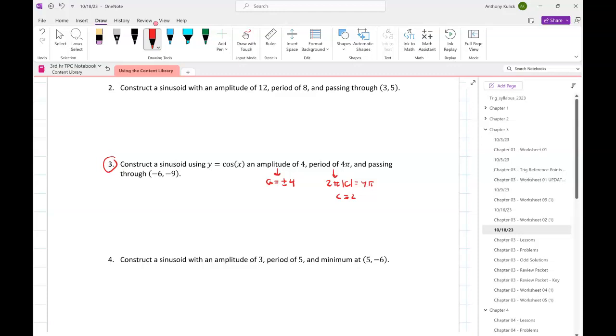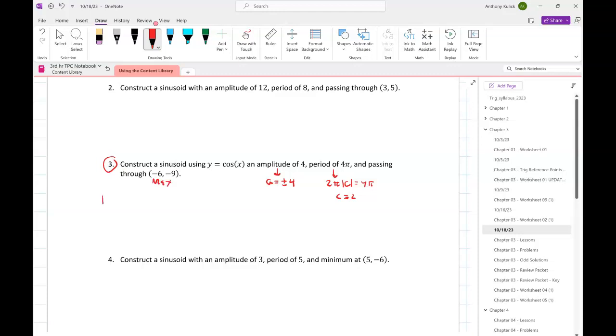Now, does it tell me whether that point is a maximum or a minimum or a midline point or any of those things? No. So I get to choose where that point goes on my function. Since we're doing a cosine equation, should I pick that point to be a minimum, a maximum, or a midline? Maximum is what I would choose.